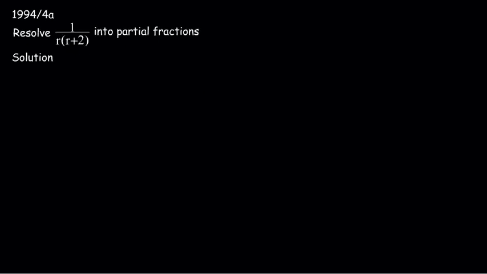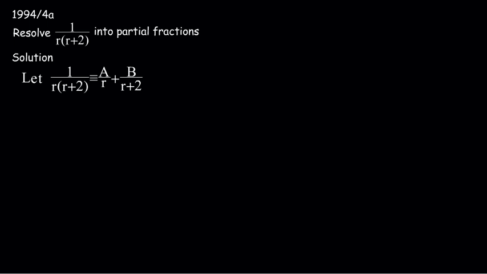Our final question is from 1994. It states that resolve 1 divided by x in bracket x plus 2 into partial fractions. Now, for our solution, let 1 divided by x in bracket x plus 2 be equivalent to a divided by x plus b divided by x plus 2. That's we are dividing it by our denominator.